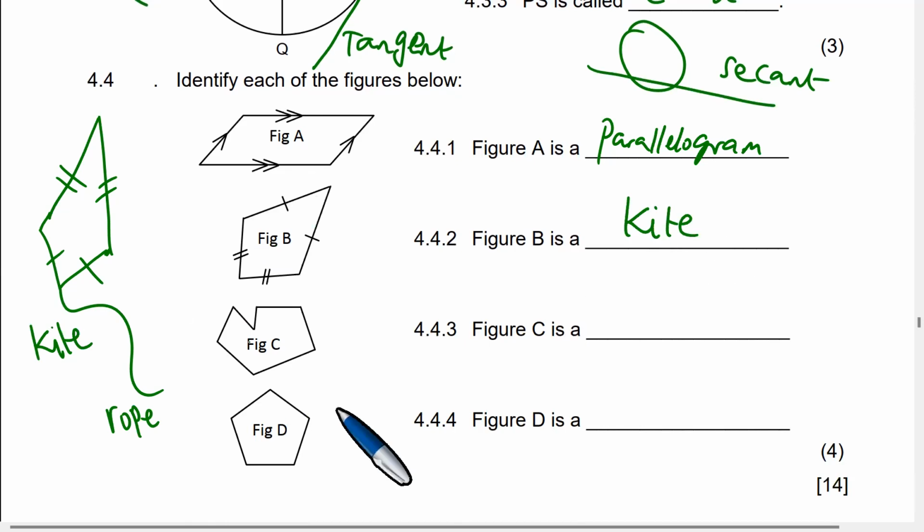What about figure C? Is it a rhombus? Are you able to see C? Yes, sir. A rhombus is like this, but all the sides are equal. A rhombus is a special type of parallelogram. Okay, figure C is called a polygon, because there are many vertices.